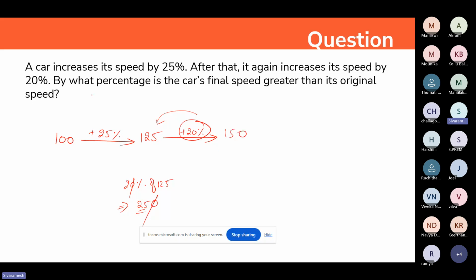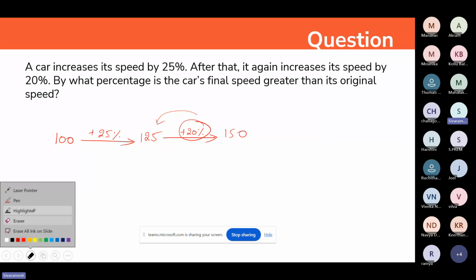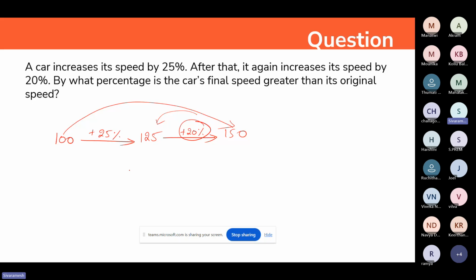So they are asking us by what percentage the car's final speed is greater than its original speed. Initially the car speed is 100, now finally what is the car speed? So from 100 to 150, I can say that 50% got increased. 50% got increased.